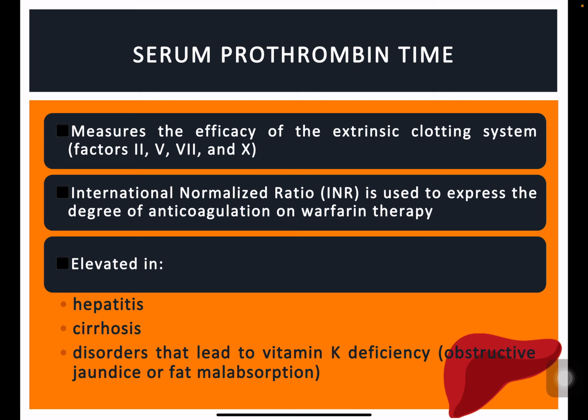The serum prothrombin time measures the efficacy of the extrinsic clotting system, which is made up of the factors 2, 5, 7, and 10. So the INR, or the International Normalized Ratio, is used to express the degree of anticoagulation to those patients who are on warfarin therapy. So serum prothrombin time is elevated in hepatitis, in cirrhosis, and disorders that lead to vitamin K deficiency, such as obstructive jaundice or fat malabsorption.